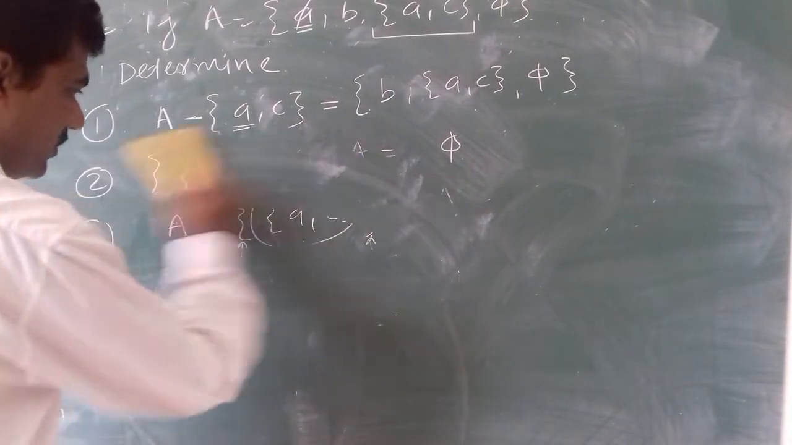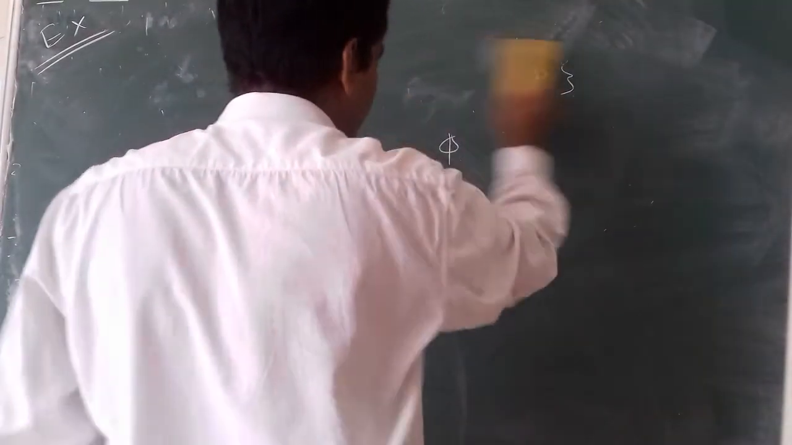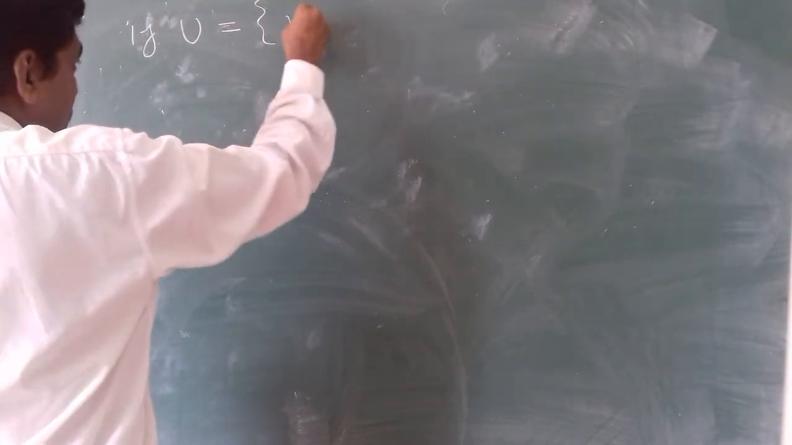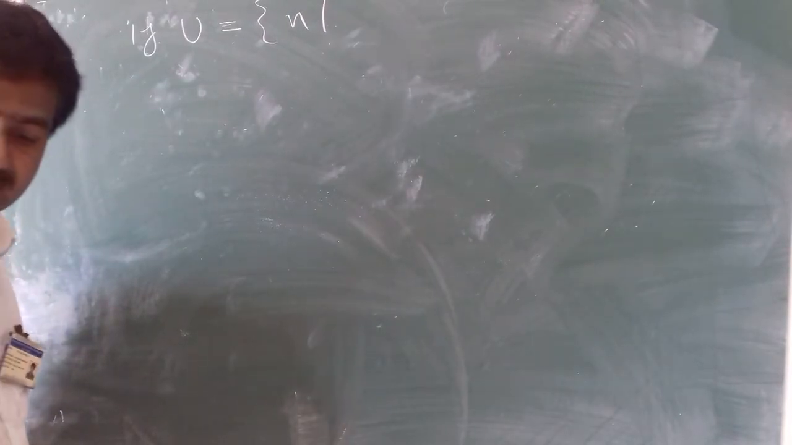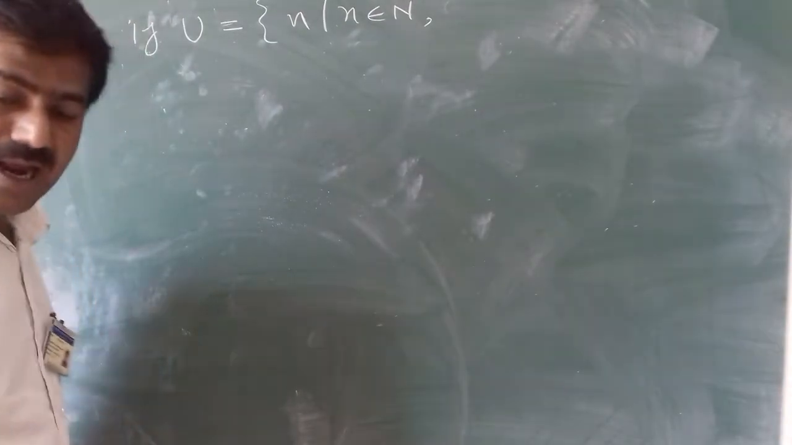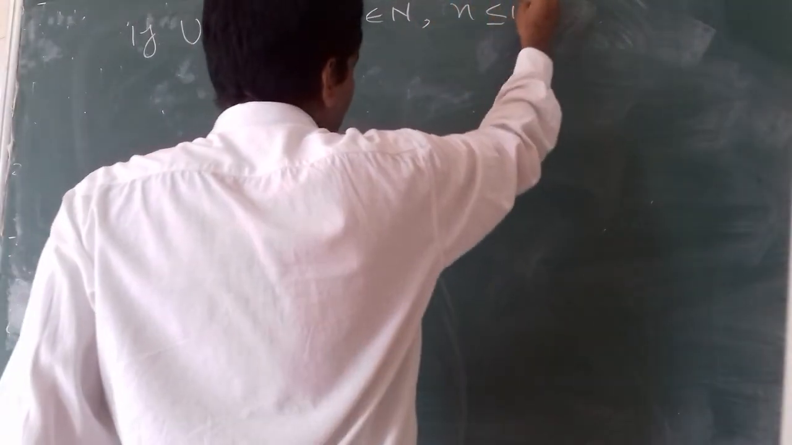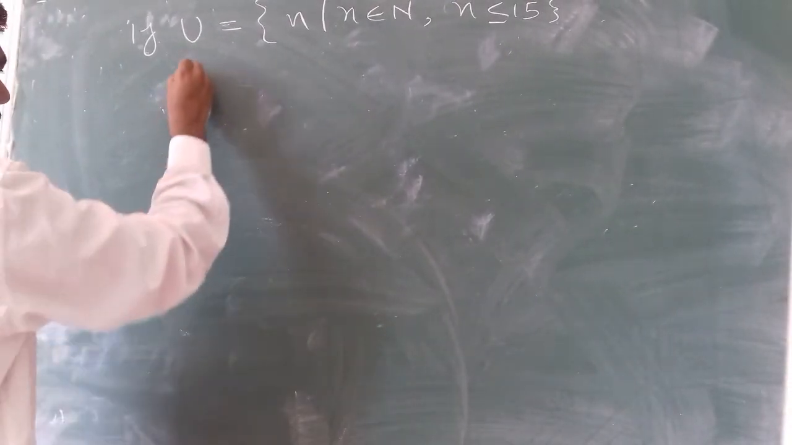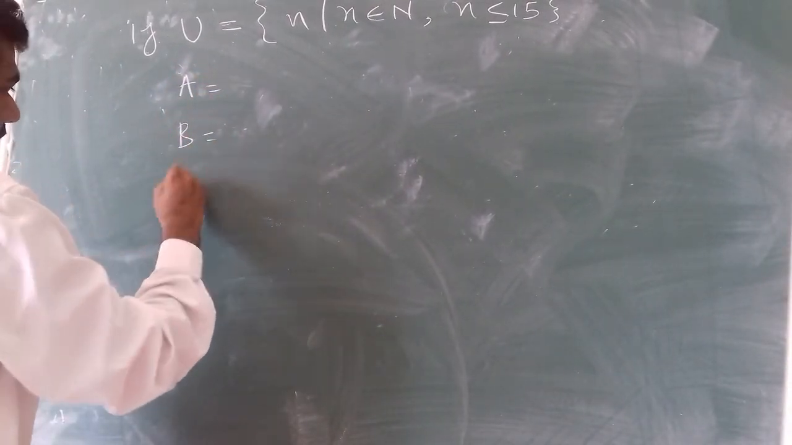So this example. Now next is the last example. We'll go with this. Now, if capital U is the universal set and it is given as containing the n, such that this n belongs to capital N and n is greater than or equal to 15. Okay. And three sets are given: A, B and C.